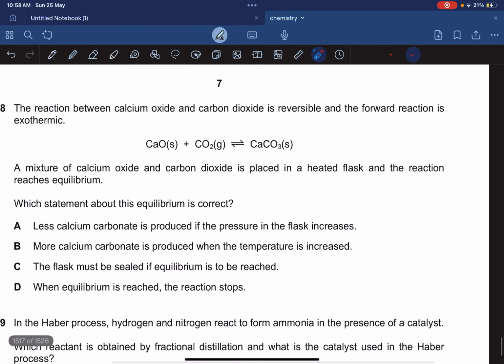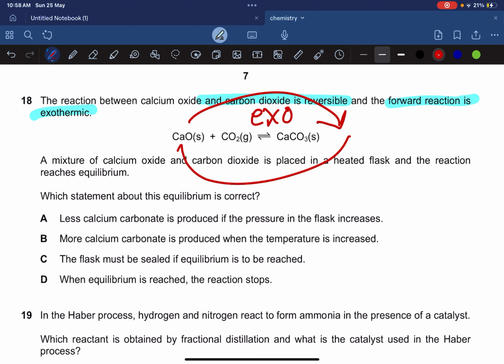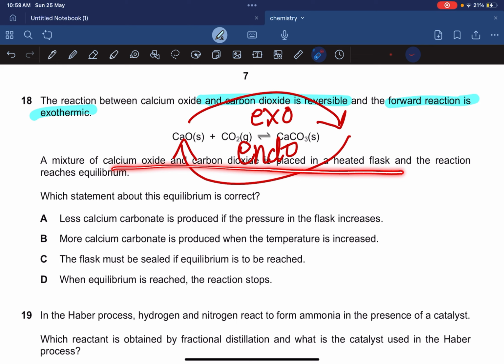Okay. Question number 18, which says the reaction between calcium oxide and carbon dioxide is irreversible and the forward reaction is exothermic. The reaction is reversible, not irreversible, and the forward reaction is exothermic. Whenever they tell you the forward reaction is exothermic, you write exo, and you automatically know the backward reaction is going to be endo. The mixture of calcium oxide and carbon dioxide is placed in a heated flask and the reaction reaches an equilibrium. Which statement about the equilibrium is correct?